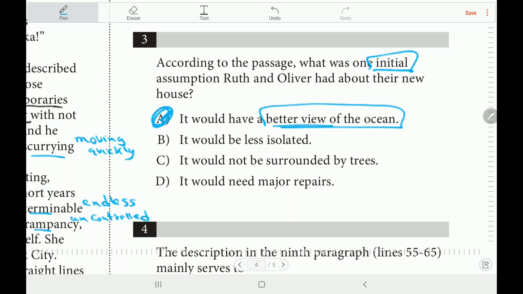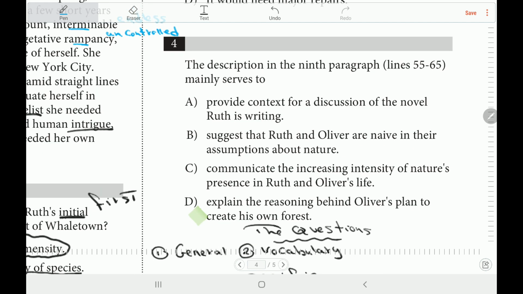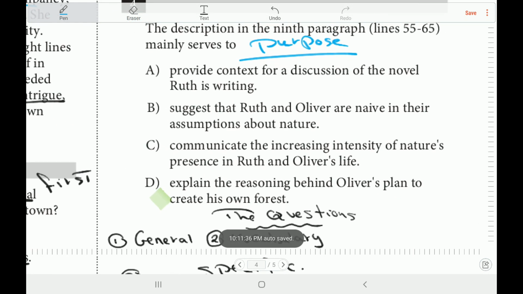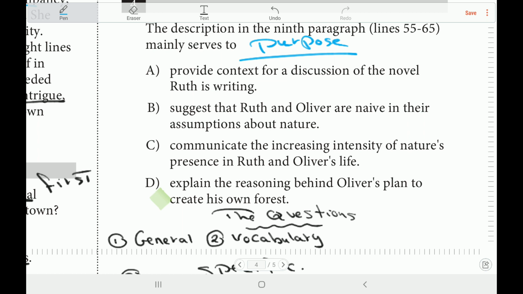Yes. Okay, question 4. The description in the 9th paragraph, line 55 till 65, mainly serves to, so it's a purpose question asking why. So, purpose. Why did he just put that description here? Okay, let's read the answer first. Provide context for a discussion of the novel Ruth is writing, so it's about the novel.